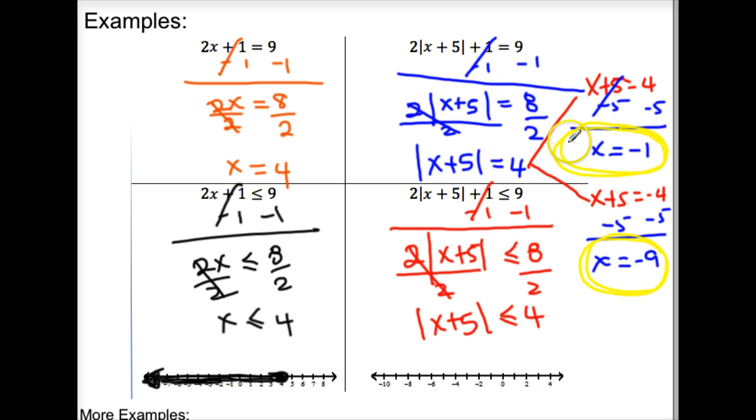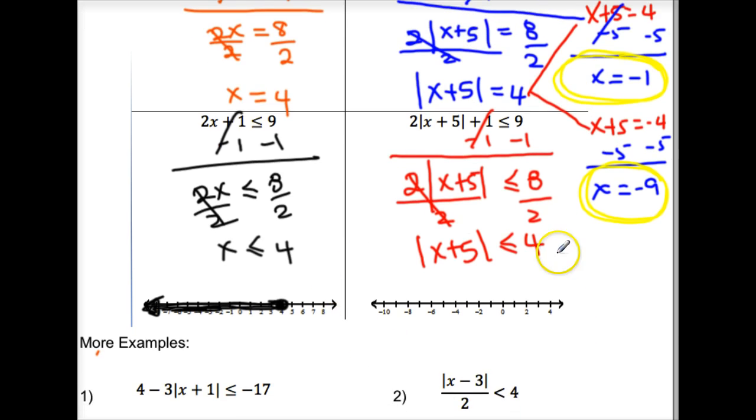Now, just like we did up here, there are two answer choices. Here, I am going to write my answer choices. Now, look back at our formula. We said that one answer choice will be x plus 5 is less than or equal to 4. And the other choice will be x plus 5 is greater than or equal to negative 4. And I'm going to go ahead and solve these.